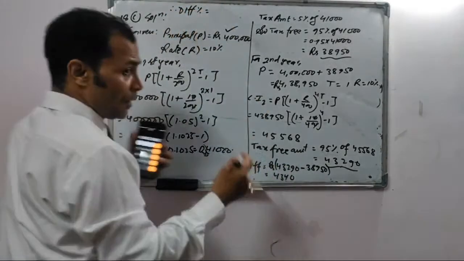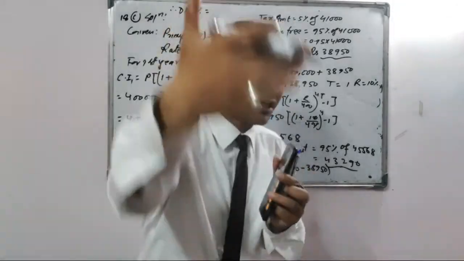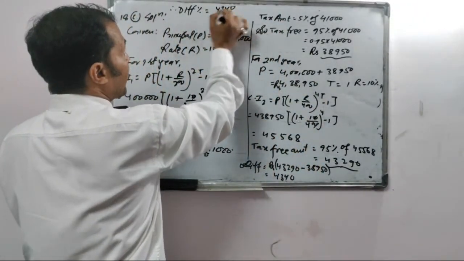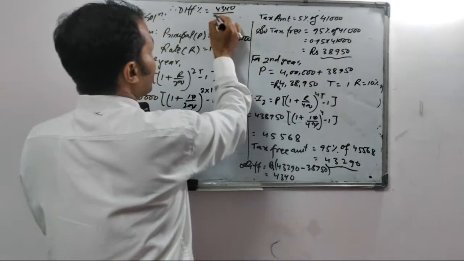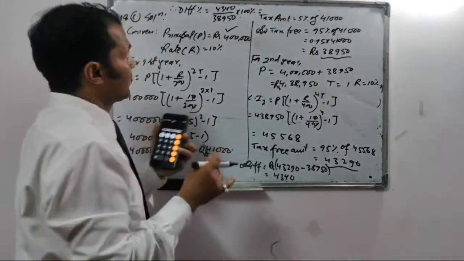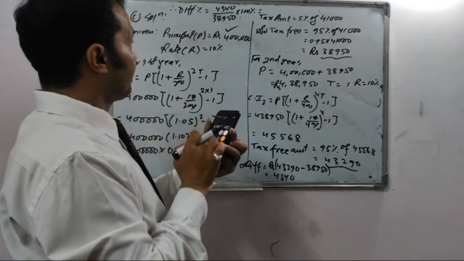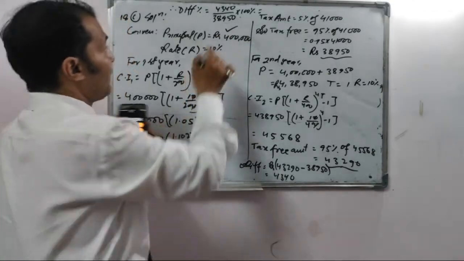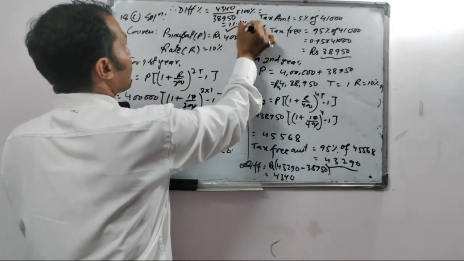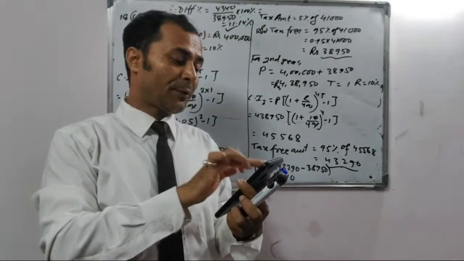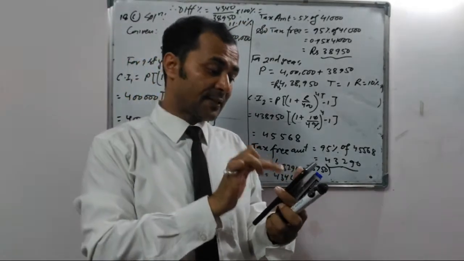Finally, therefore the difference percentage, see carefully. The difference percentage means by how much the second year is more than the first year, right? So the difference 4340 by the original first one, 38,950, into 100%. Now find it. Divide by 38,950. So it's 11.14%. So this is the percentage difference between the compound interest of the first year and the second year.